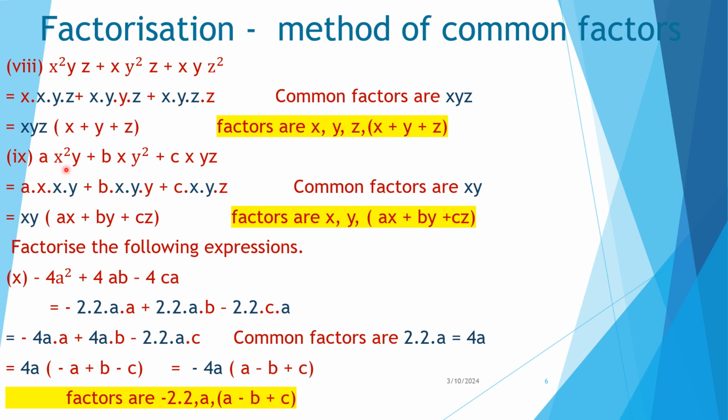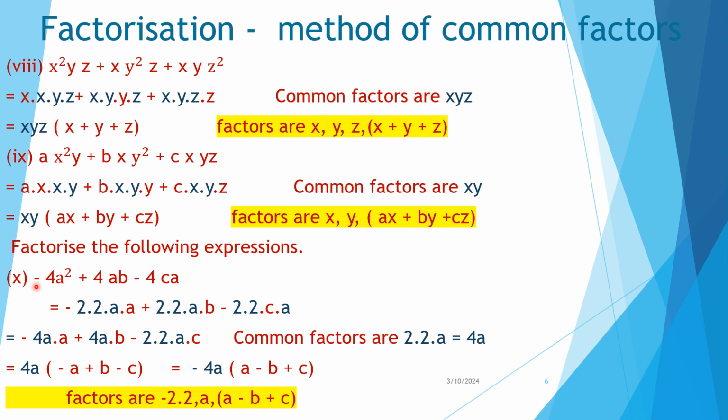Next one, ax square y plus bxy square plus cxyz. Okay, this I write as a into x into x into y. This I write as b into x into y into y. And the third term I write as c into x into y into z. What is common in all the three? x, y. I marked them blue. So xy is common. What I am left with within the brackets is ax plus by plus cz. Factors are x, y, and ax plus by plus cz.